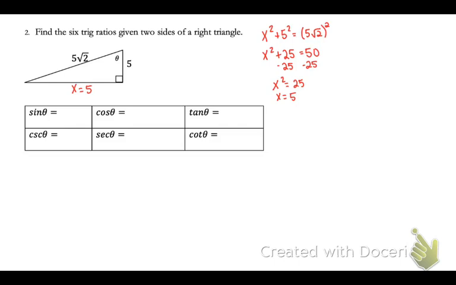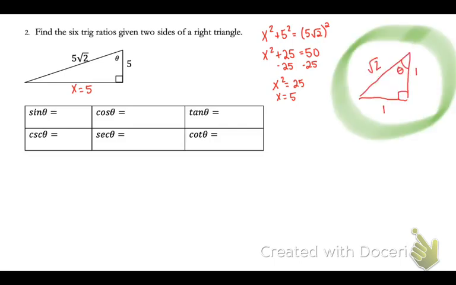Okay? When you look at that triangle, the 2 legs are the same length, which means we're actually working with a special right triangle. Our special right triangle there is a 45, 45, 90. And it breaks down into, if the 2 legs are each 1, then the hypotenuse is going to be the square root of 2.